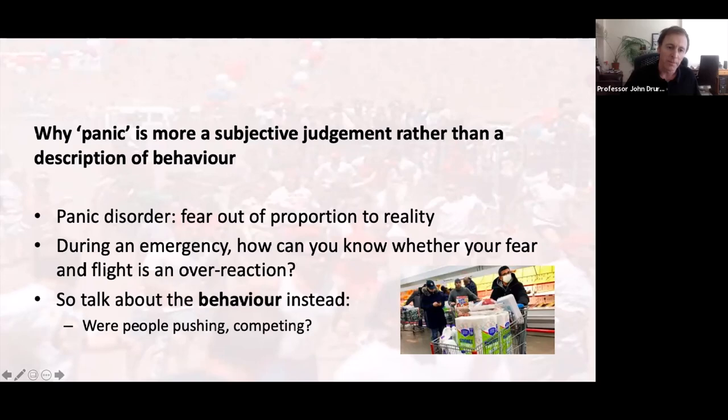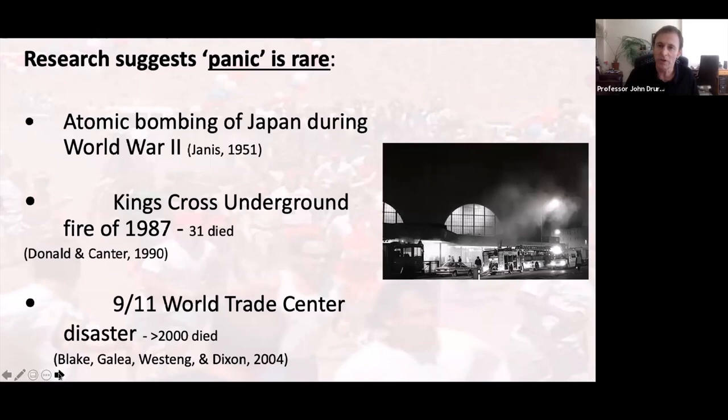Nevertheless, I have to acknowledge that in academic research, researchers do talk about the word panic, and usually, again, they do mean pushing and shoving, individualism. So let me just give you a quick overview of the research. And these are just three nice examples which illustrate the point. The first is Janis's work on the atomic bombing of Japan during World War II. And he concluded that there wasn't much evidence of panic. People didn't react with panic.